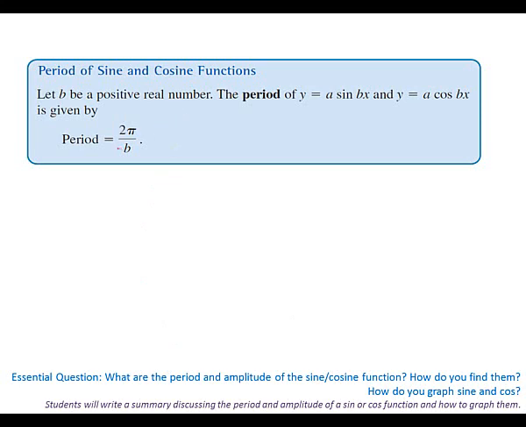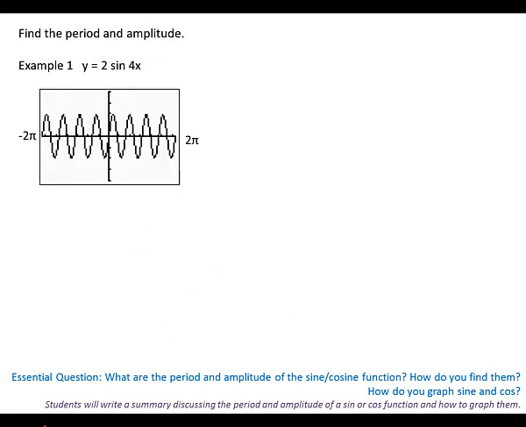Okay, so this is basically the only formula we need to know for this section. In order to calculate the period, we take 2 pi and we divide it by that B value that's in there. Okay, so we're going to do that here in just a second.